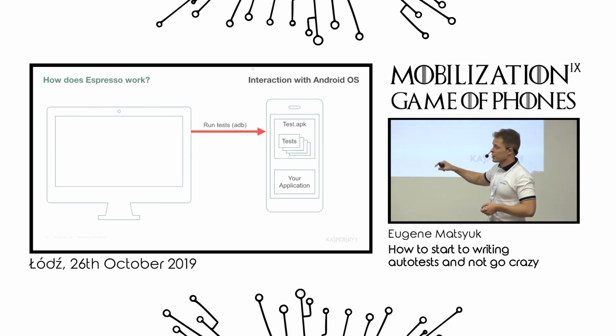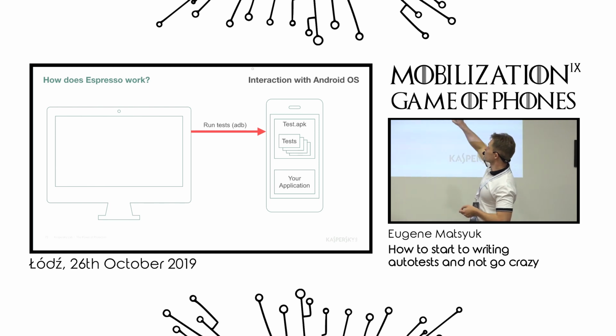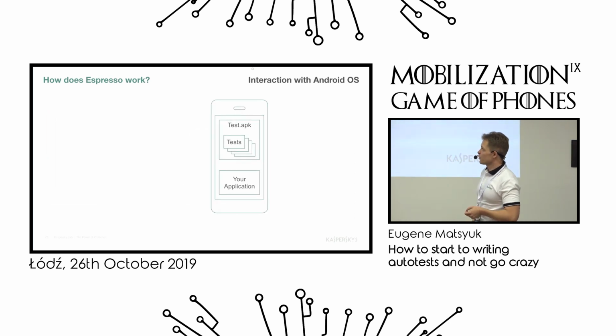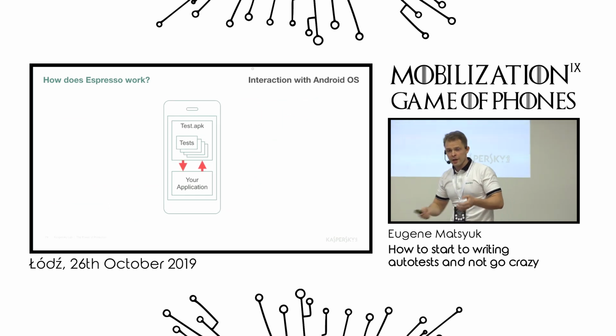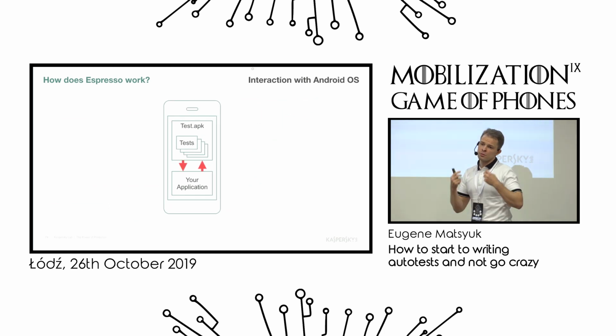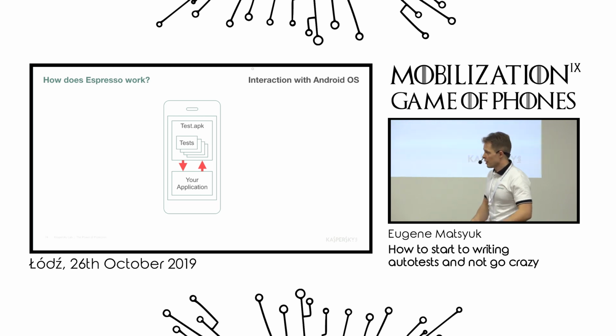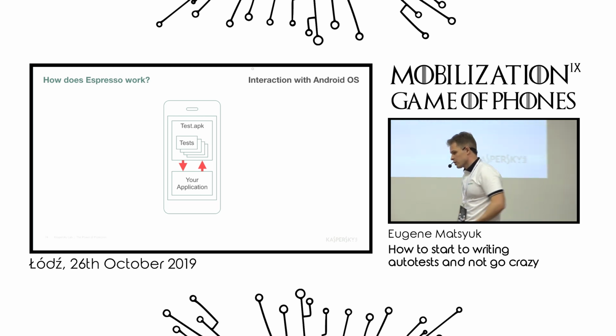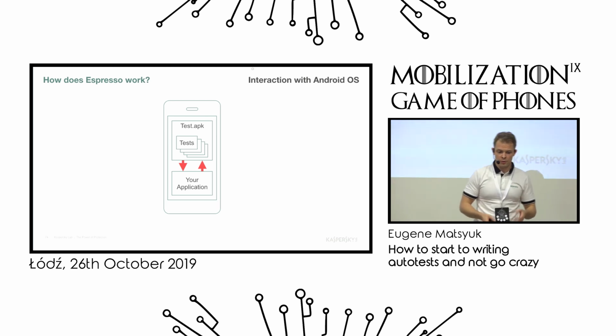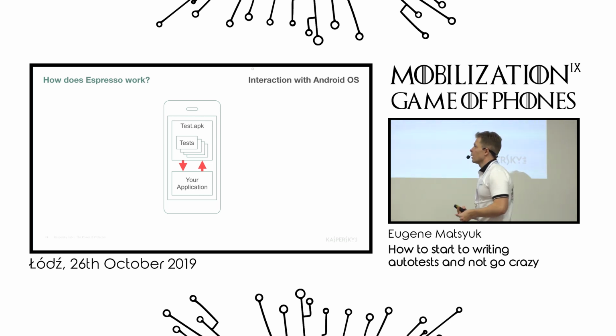In Espresso, you see that your application and your test application that contains your tests are both on the device. And that's why you don't need the desktop, and that's why you cannot execute ADB commands from your test. So the logical question is how to restore the possibility to execute ADB commands.